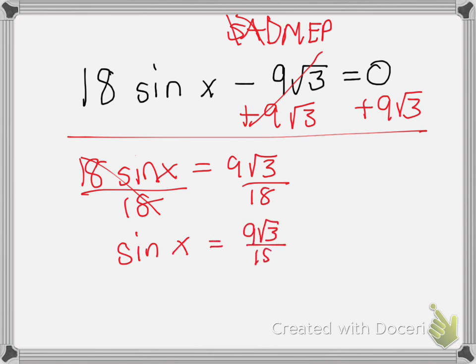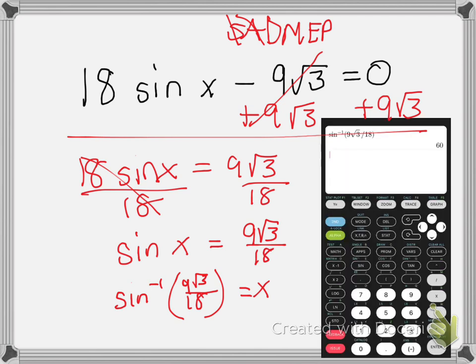So I can use the inverse trig function, sine inverse of the fraction, to give me my value of x. So I'll go to my calculator, and then I'll press second, sine, type in the fraction, and it gives me 60. So therefore, my answer is 60 degrees. And that's it.